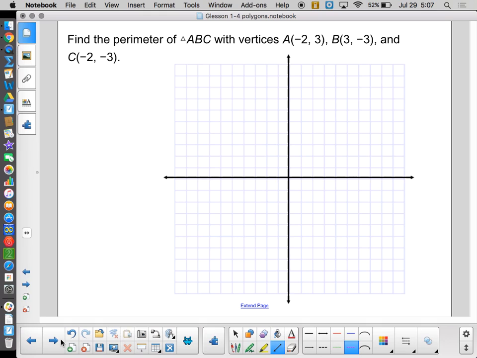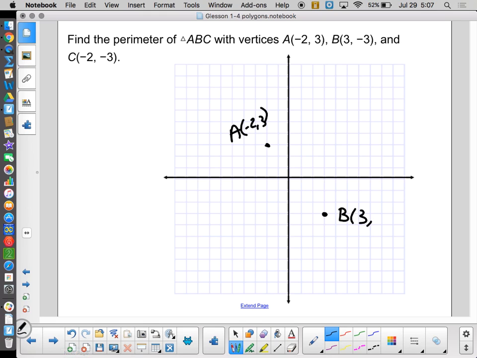All right, so we're going to talk about perimeter and area. So immediately we're taking this geometric concept and we're going to put it in the coordinate plane and apply algebra to it. This is a pattern you're going to see a lot of. Find the perimeter of triangle ABC with vertices A at -2, 3. So let's get that first vertex. A is at -2, 3. B is at 3, -3. So that's right 3, down 3. And C is at -2, -3.